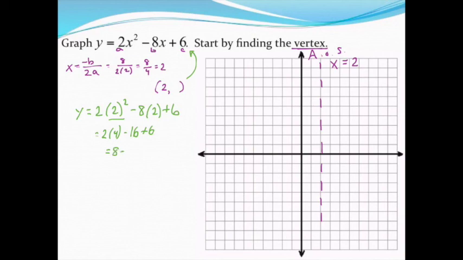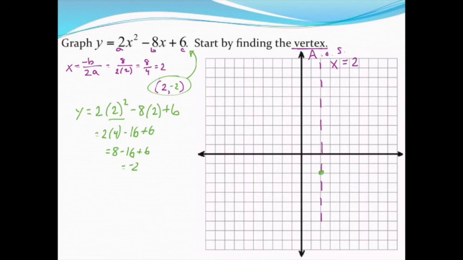Let's finish that out. I get 8 minus 16 plus 6, which works out to be negative 2. So that actually is the y value of my vertex. I'll plug that back in up here. I now have my complete vertex figured out, so I'll plot that point. The way that I do these, I'm going to be looking for 5 points total to graph this parabola. So I have 1, I need 4 more to find.